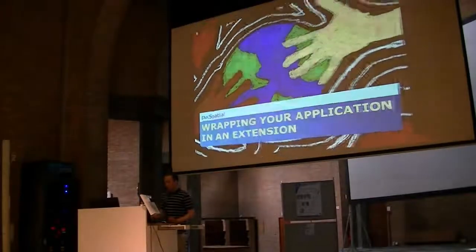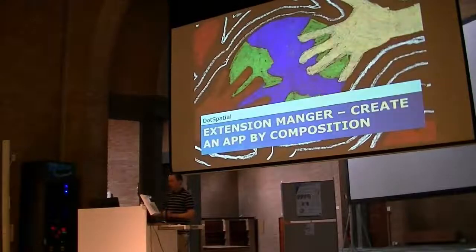So our last demo is going to be kind of in response to some questions I heard, or some things that were brought up. What if my users don't want a full GIS? They just want something simple. How can I do that? And one of the things that we've tried to enable is users or programmers to create an application simply by composing different extensions, just picking the ones that they want.